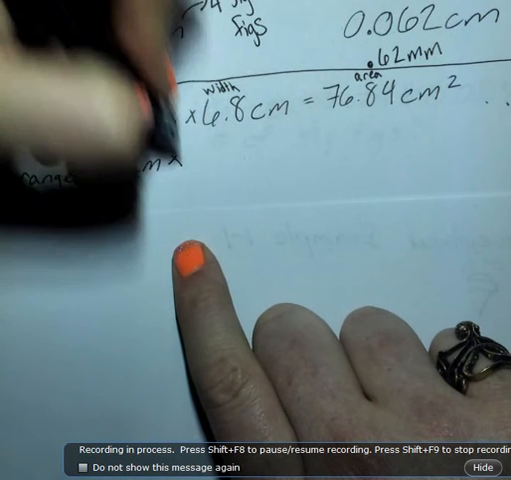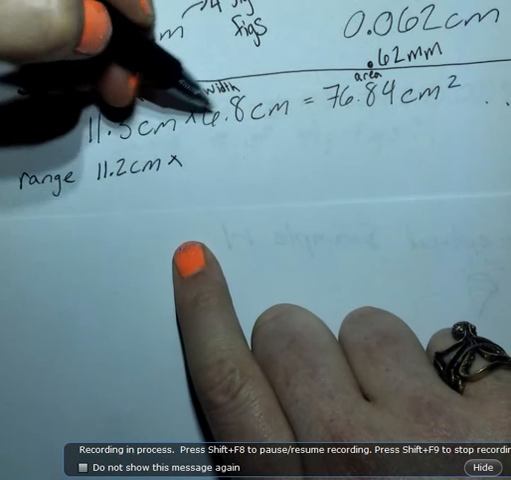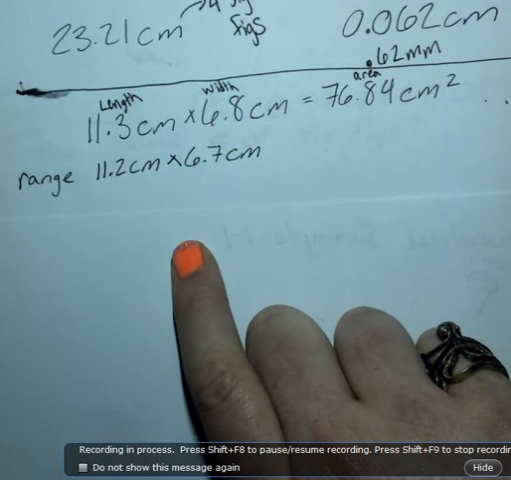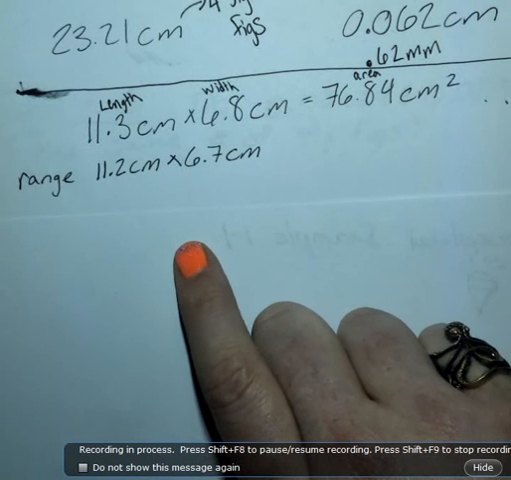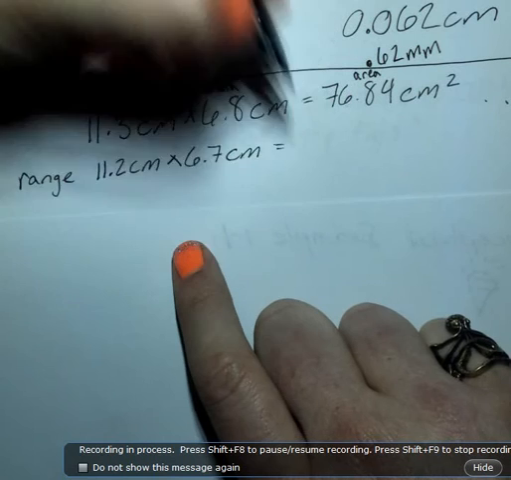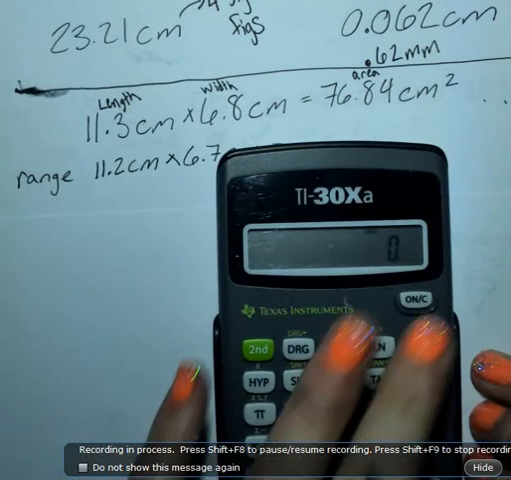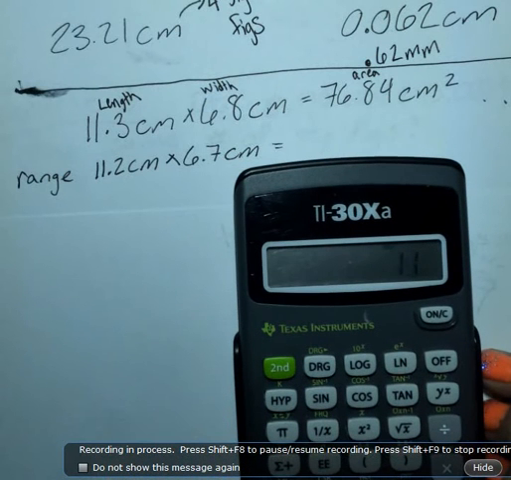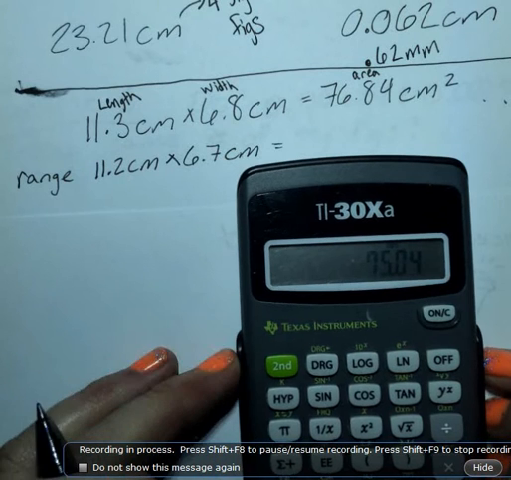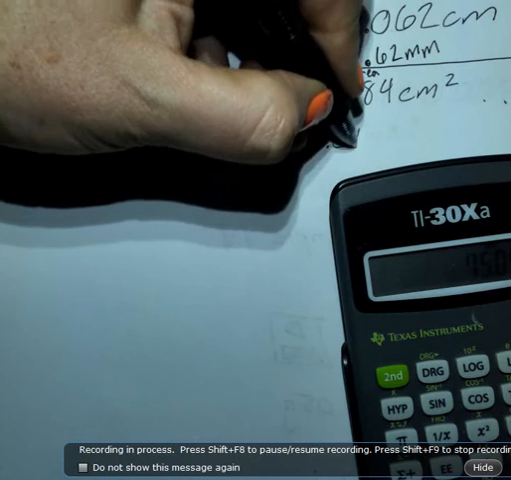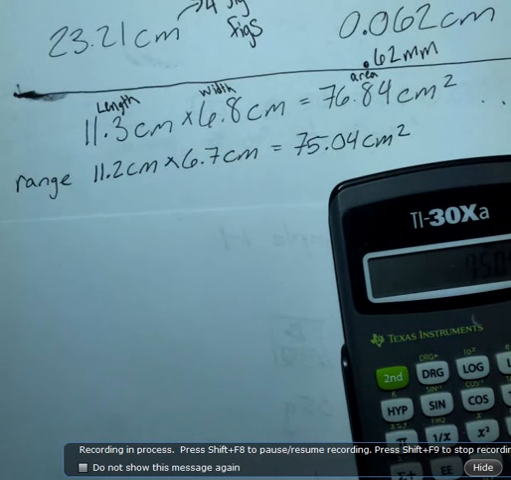And the width could be on the low end 6.7 centimeters because of that plus or minus uncertainty. Well, that means that on the low end for area, we could have 11.2 times 6.7 centimeters. And that's going to give us a value of 75.04 centimeters squared. And remember, comparing these two numbers, you can see the difference.